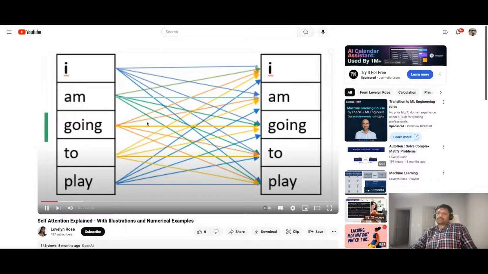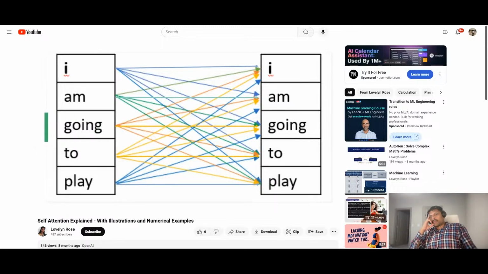One technique that we've been seeing so far is the word embedding using techniques like word2vec and GloVe. But here in self-attention, we are going to find a vector.